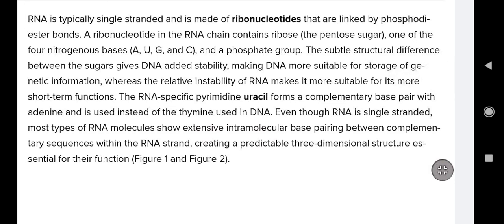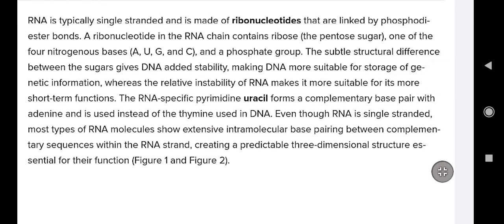RNA's specific pyrimidine called uracil forms a complementary base pair with adenine instead of thymine in the DNA. So RNA has a specific nucleotide, uracil in place of thymine, and this uracil can form hydrogen bonds with the adenine nucleotide.